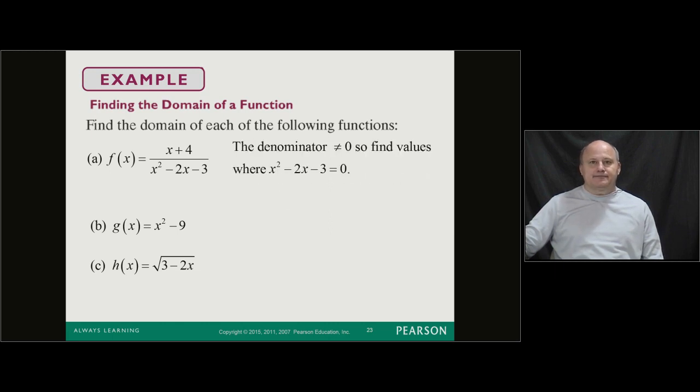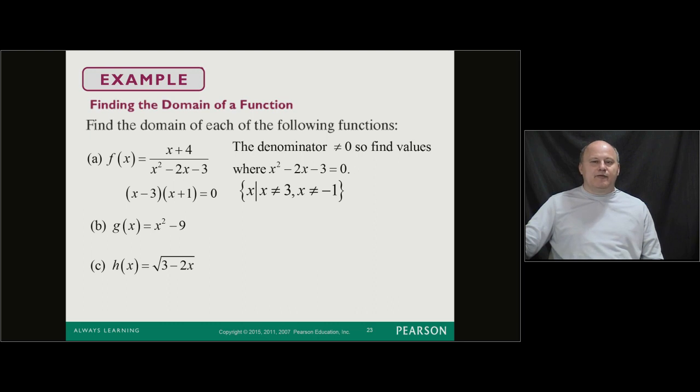So let's look at that. The denominator can't be 0, so the values where x squared minus 2x minus 3 equals 0, we need to find those values. If we do that, we factor that out. X minus 3 times x plus 1 equals 0. And so x cannot be 3 and x cannot be negative 1.